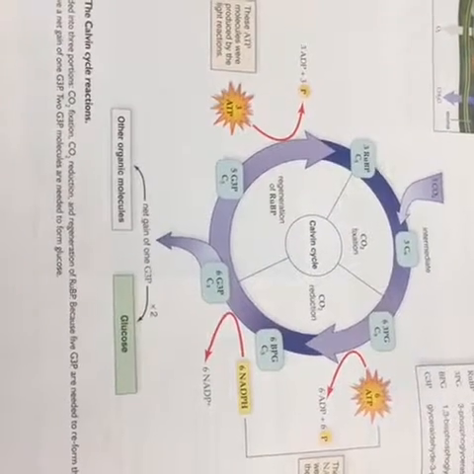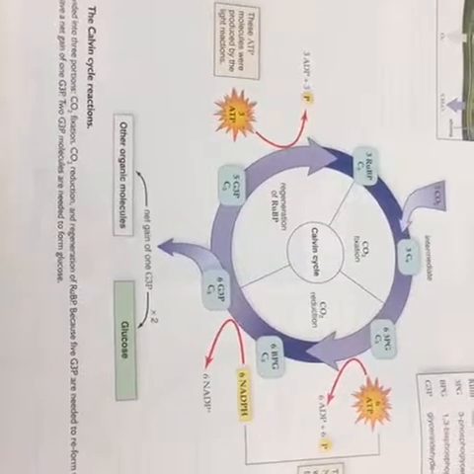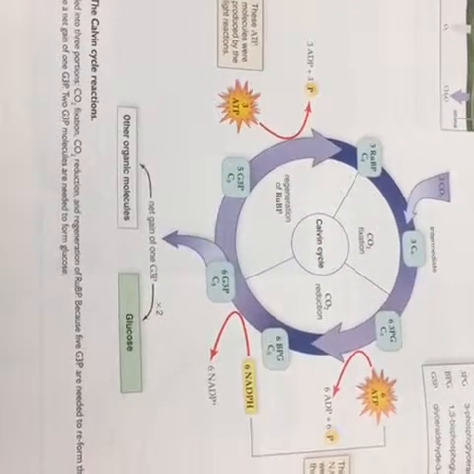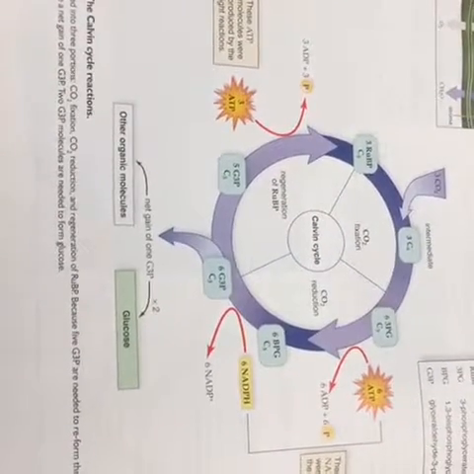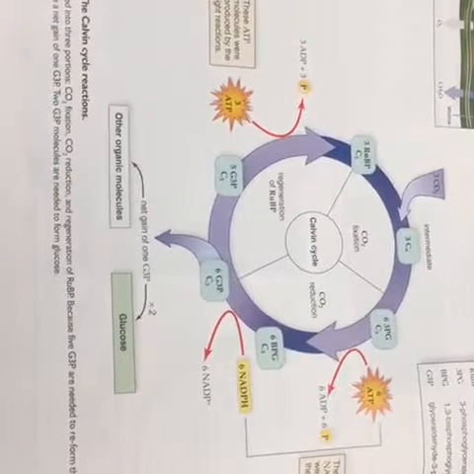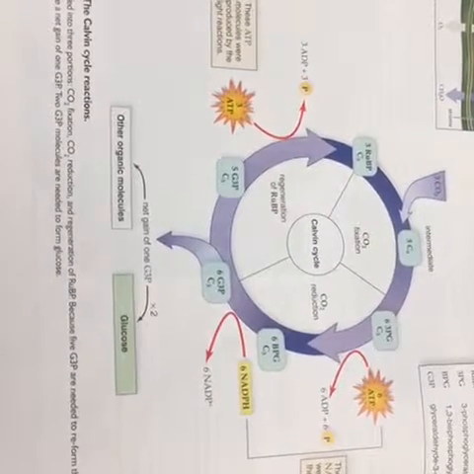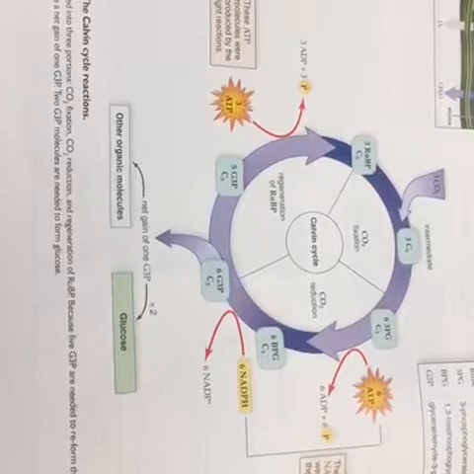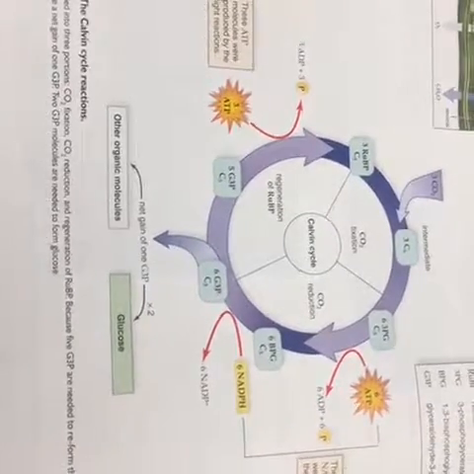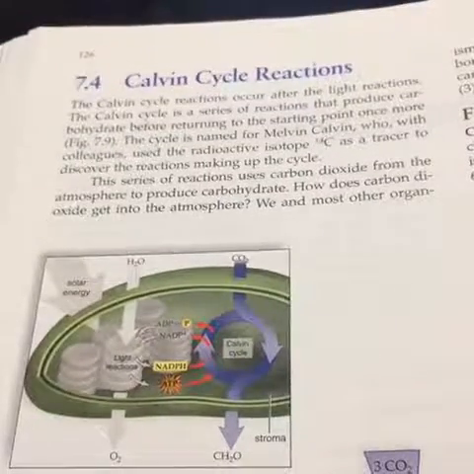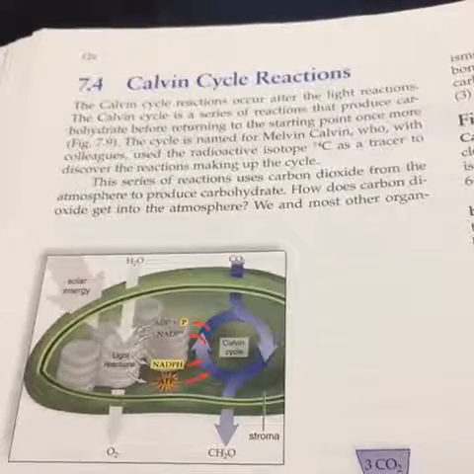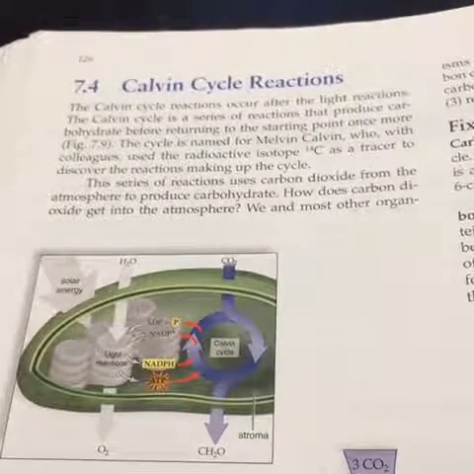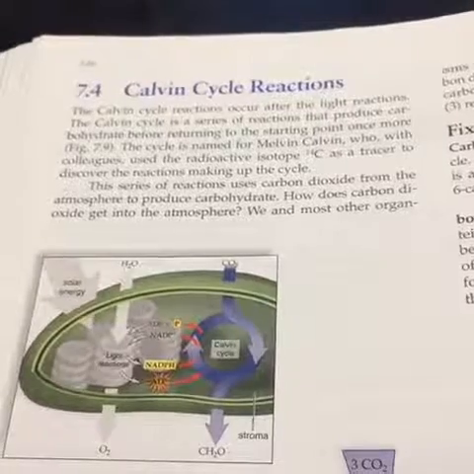Because 5 G3P are needed to reform 3 RuBP, it takes 3 turns of the cycle to have a net gain of 1 G3P. 2 G3P molecules are needed to form glucose. The cycle is named for Melvin Calvin, who, with colleagues, used the radioactive isotope 14C as a tracer to discover the reactions making up the cycle.